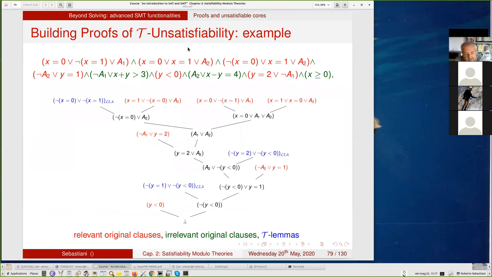So for instance, if we have this formula here, you notice that there are plenty of Boolean atoms and arithmetical atoms around. From the SMT solver, you can return some proof. Notice that the leaves of those proofs are either original clauses, which we mark here in red, or theory lemmas in linear integer arithmetic. Well, quite simple ones, actually. For instance, this lemma says that x cannot be 0 and 1 simultaneously, which looks quite intuitive.